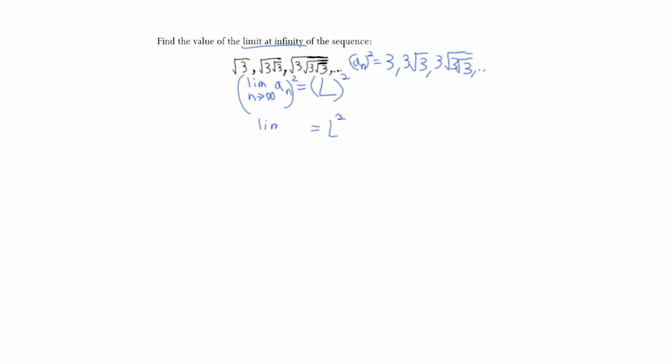The limit as n approaches infinity of a of n, what makes that equal to the limit as n approaches infinity of a of n squared? Now, we want just the regular limit as n approaches infinity of a of n, not the squared value, because they're just asking us to find this sequence. So the regular a of n sequence, not the squared one.